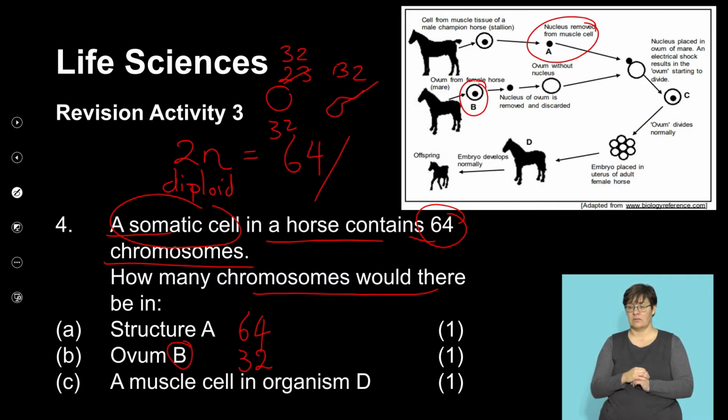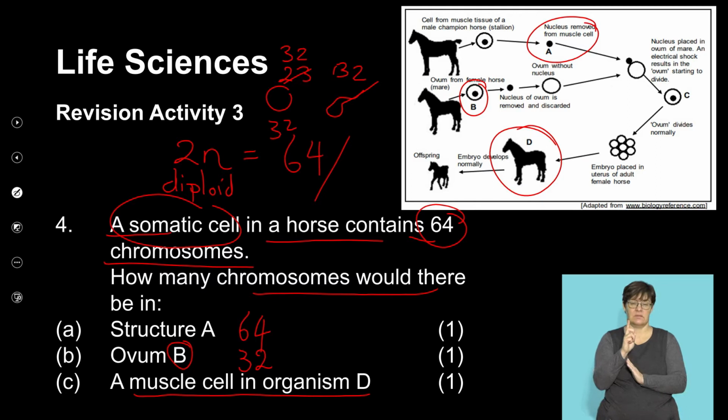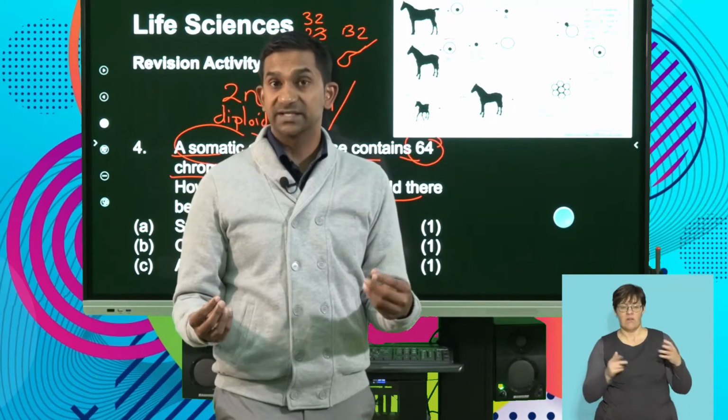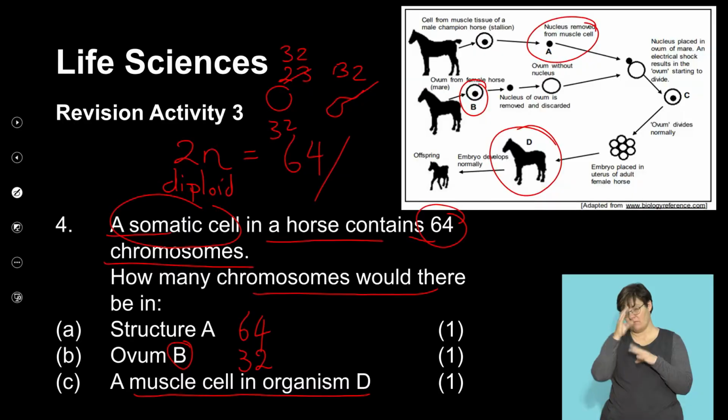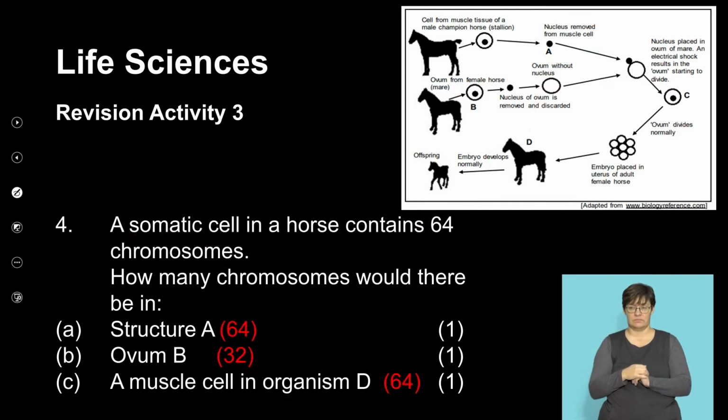The next question would be a muscle cell in organism D. In this case, the muscle cell that we point to in this organism D is a fully developed organism having diploid cells. A muscle cell is not a sperm or an egg, which we refer to as gametes. So this is a cell that has a full set of genetic information. So it would mean that it would have a full complement of 64 chromosomes in them. That's an interesting question as well, as I've indicated the answers here.